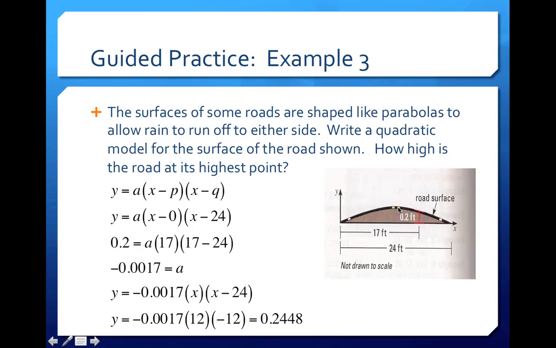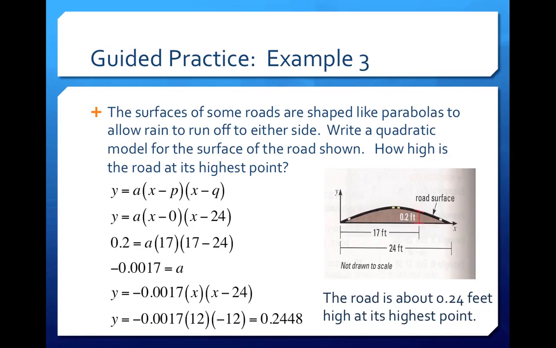So again, that would be the vertex. The vertex would happen halfway in between here. So if this total distance is 24, then halfway would be 12, and we can put 12 in for x. And that ends up giving us 0.2448. So we end up with an answer that the road is about 0.24 feet high at its highest point.